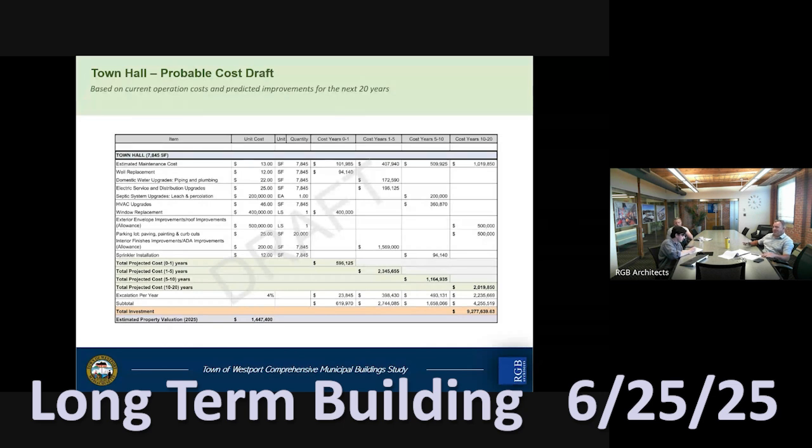We've got one of our principals who is a code expert, so he can also tell you what you can do to minimize the impact of the code as well.